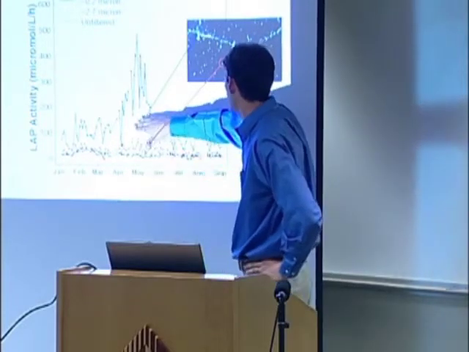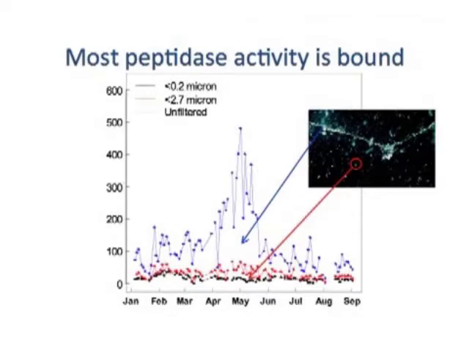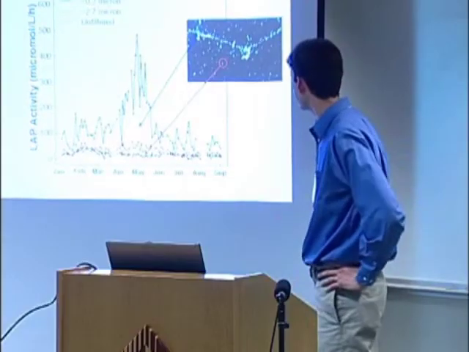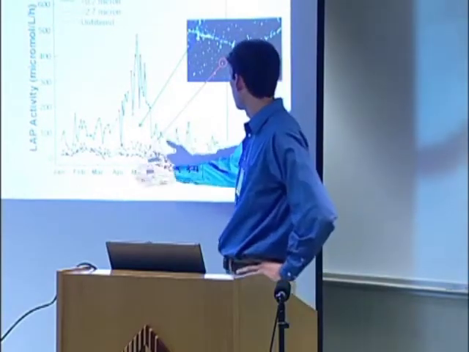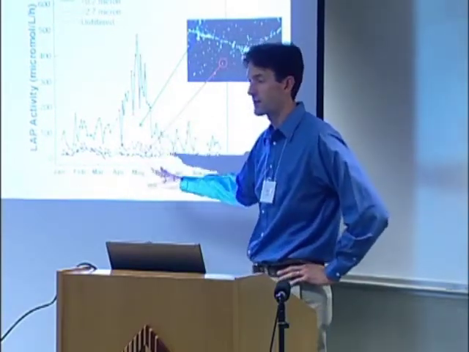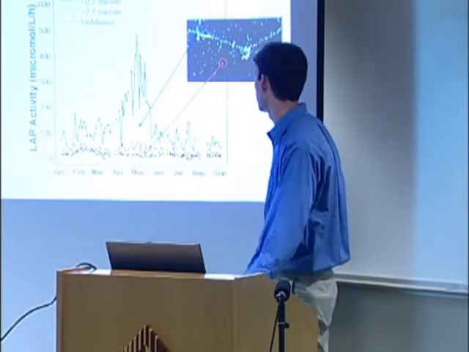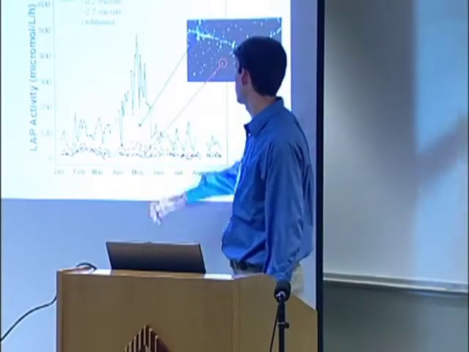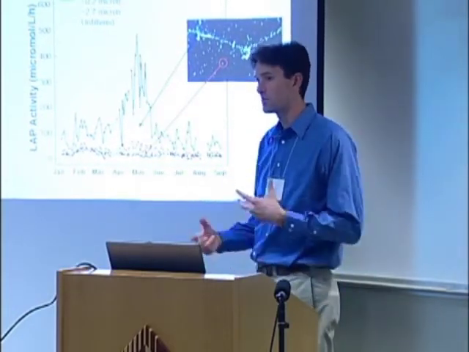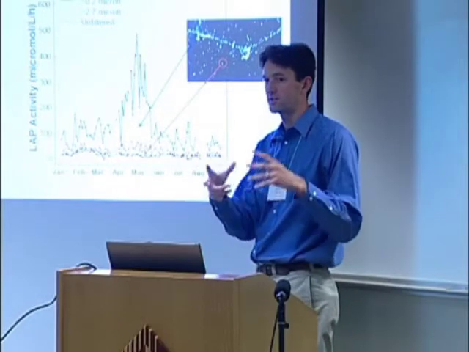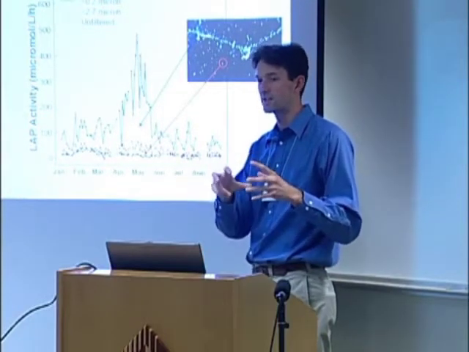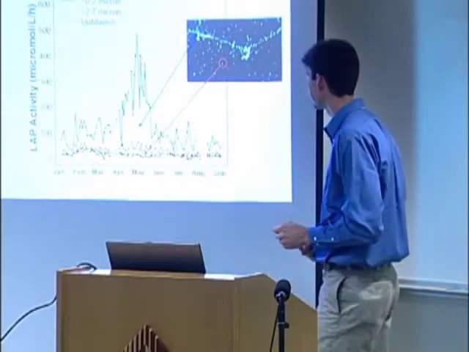Whereas the difference between the blue line and the red line is the material that's trapped on a filter that's larger than 2.7 microns. So these big chunks of extracellular material occurring in the ocean. And what this tells us is that the vast majority of the activity of this enzyme is bound to something. It's not just freely released out into the ocean water. It's bound mainly, in this case, onto these larger particles. And it may be that there's bacteria bound onto the larger particles, and the bacteria are making enzymes to break down those large particles.